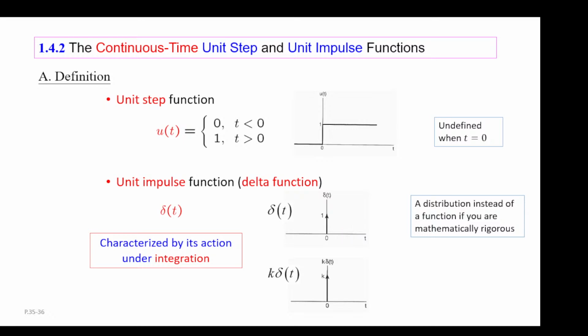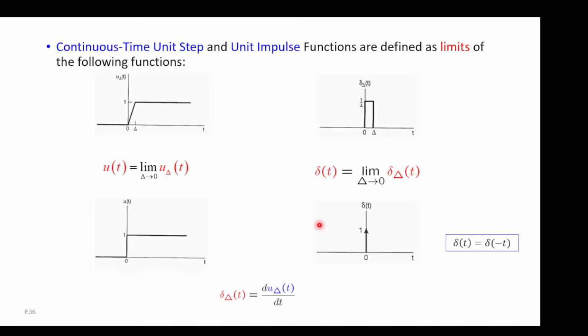That's why we write this funny arrow here. This funny arrow means that the function is actually equal to infinity. Before we go into detail, it's easier to go to a definition. How are the continuous time unit step function and the unit impulse function defined? They're actually not functions, they are limits of functions.